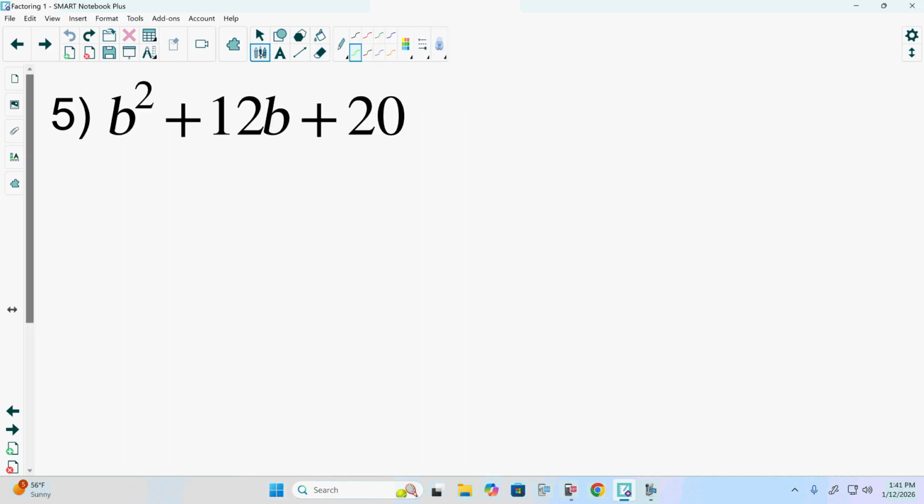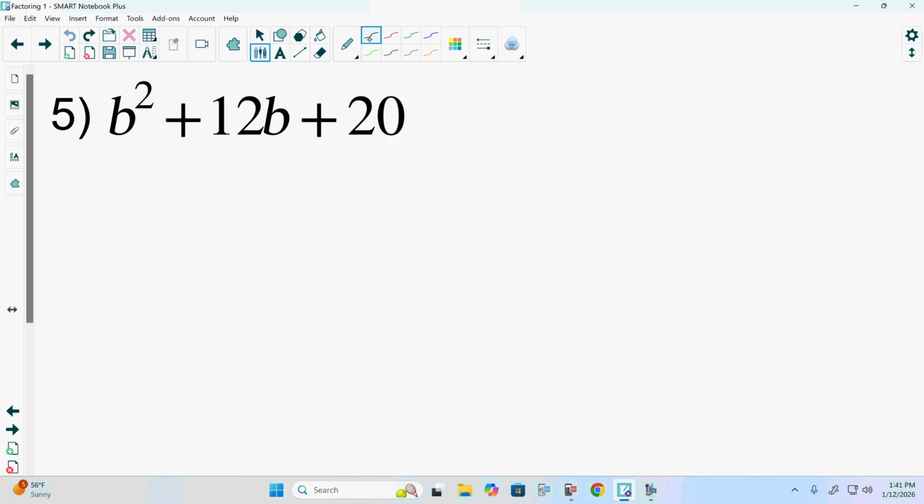So when we look at the first example of this here, b squared plus 12b plus 20. First thing we want to look for is the greatest common factor. We want to see if there's something in common with b squared, 12b, and 20. And for this one here, there is no greatest common factor between the 3 terms.